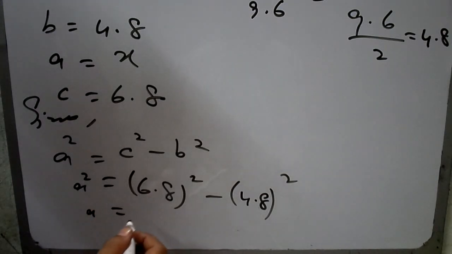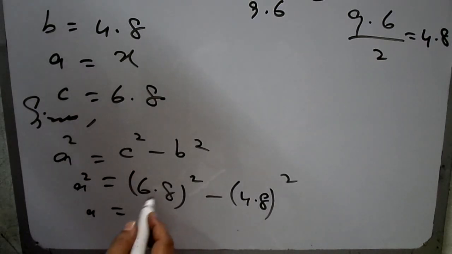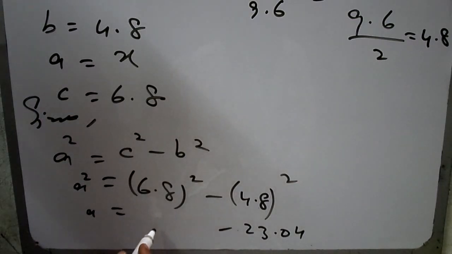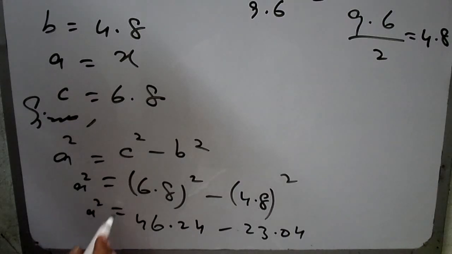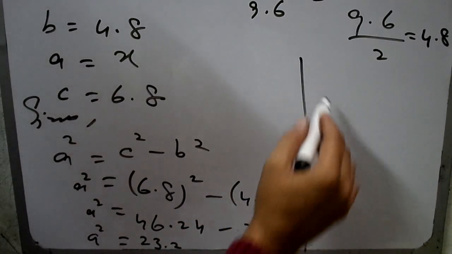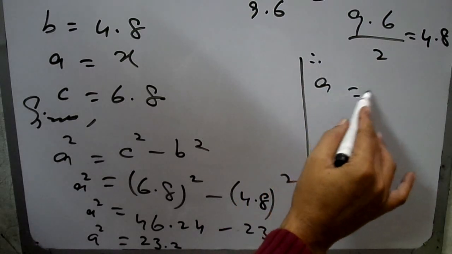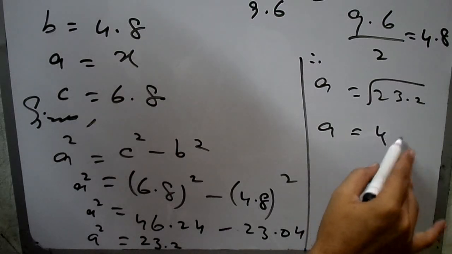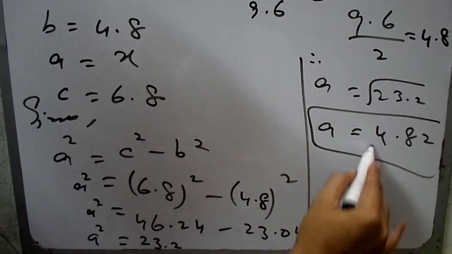You can simplify it: 4.8 square, you will get 23.04, and 6.8 square is 46.24. So subtracting, the value of A square after subtraction is 23.2. But you need the value of A, therefore 23.2 under root. So the value of A is 4.82. So that is your result.